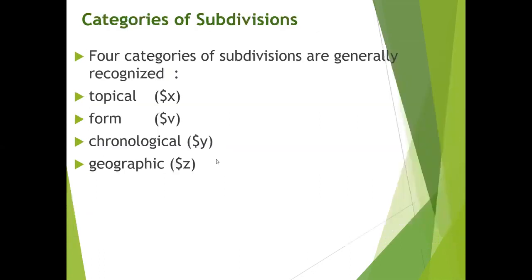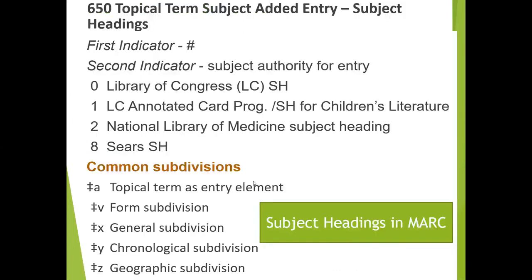Categories of subdivisions, we talked about these already, but just to review quickly, there are 4 categories of subdivision. So topical, that's your subfield X, form, your subfield V, chronological is Y, and geographic is Z. And so those are MARC subdivision codes. 650, this would be in our MARC field. That's where we put our topical term.